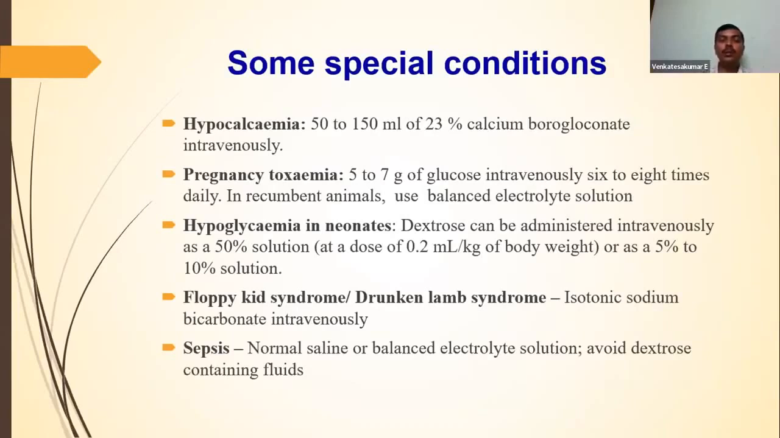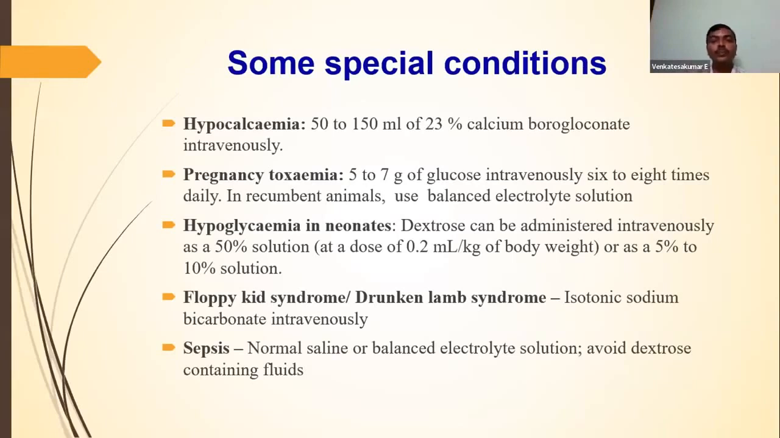Pregnancy toxemia is rarely seen in field conditions. Once there are triplets, quadruplets, or twins, the animal may get pregnancy toxemia. That is going to occur in the advanced stage of pregnancy. Because of anorexia due to occupation of the gravid uterus, the space is not there for the rumen to fill. So less feed intake makes the animal have a negative energy balance, ultimately leading to ketone body production. So it looks like a ketosis.